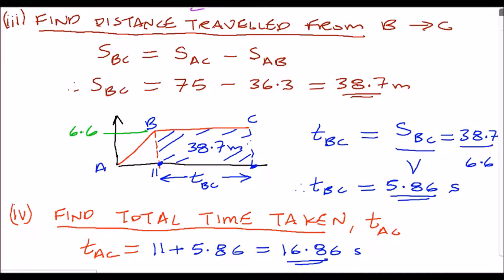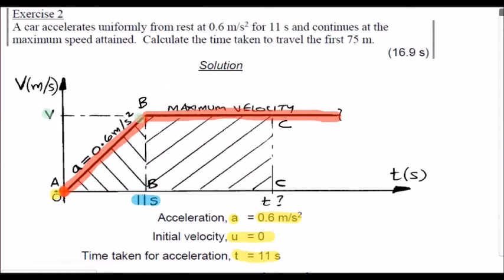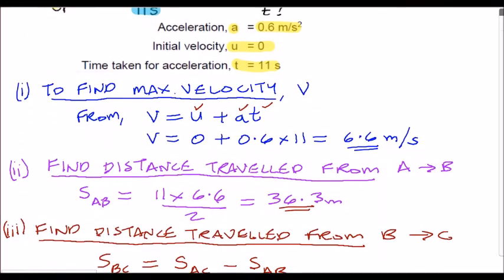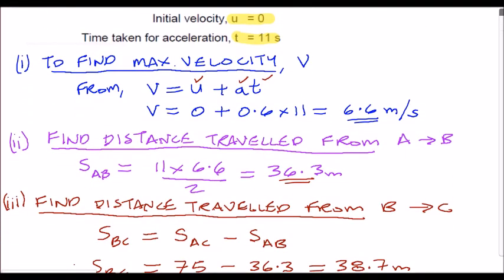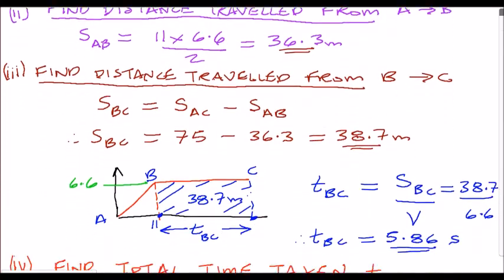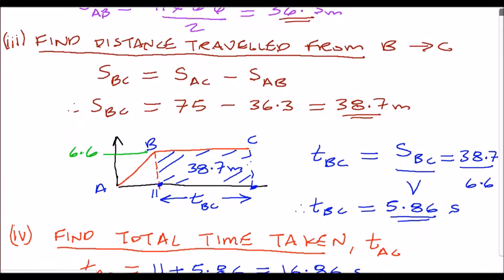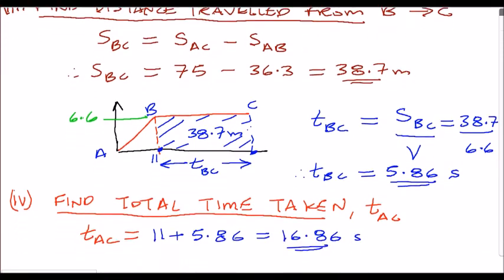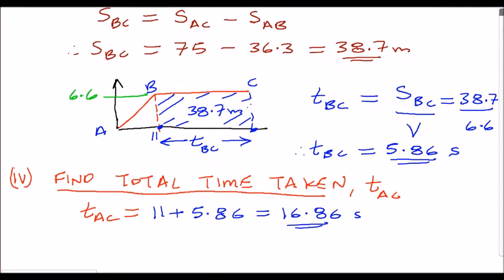Okay, so again, I hope that was all right. Let's go back to the full question now. Exercise 2, and our full solution. Worked out the maximum velocity first of all, worked out the distance travelled from A to B in the acceleration phase. Then we calculated the distance travelled in the phase B to C, and then we calculated the total time taken, which is what the question wanted. So that's our final answer here.